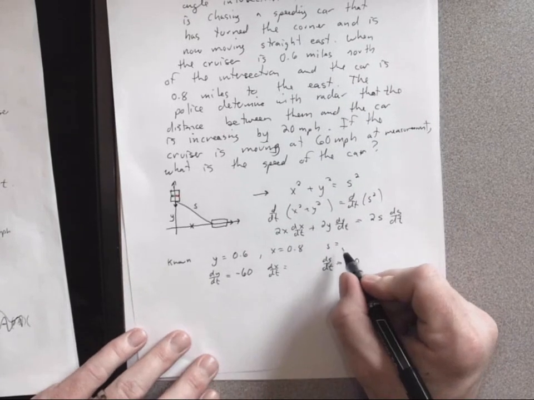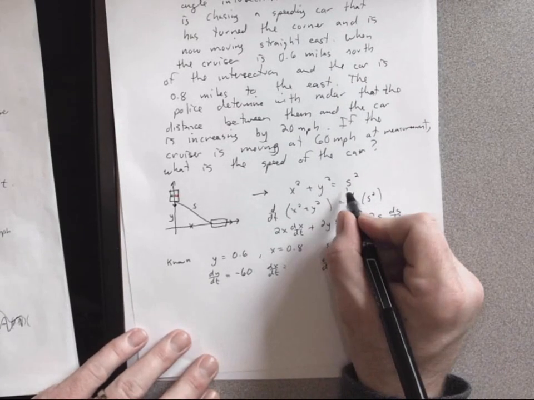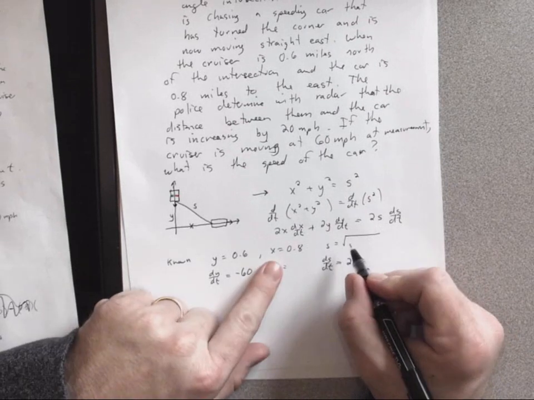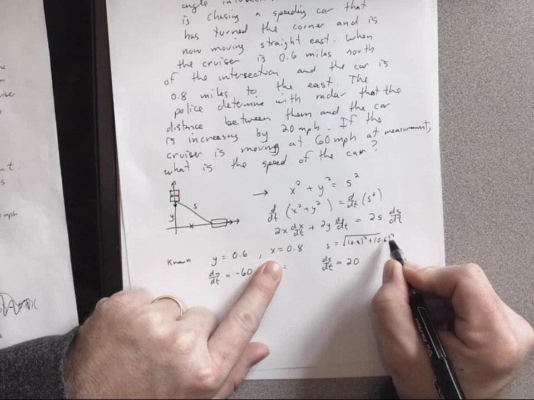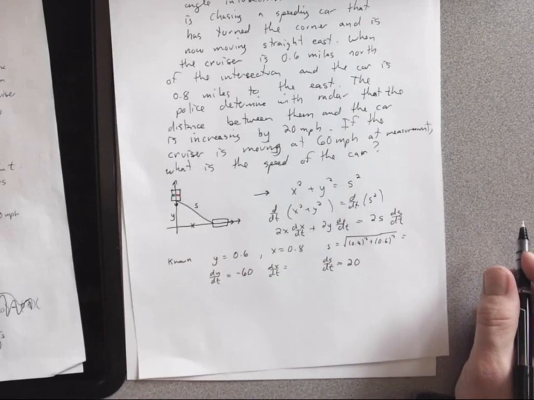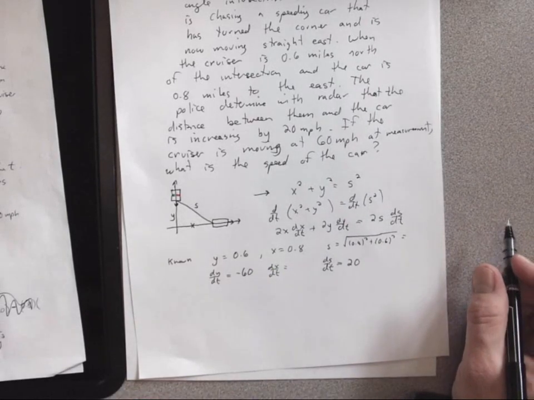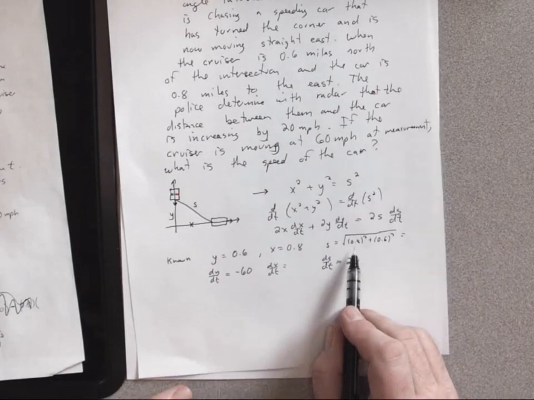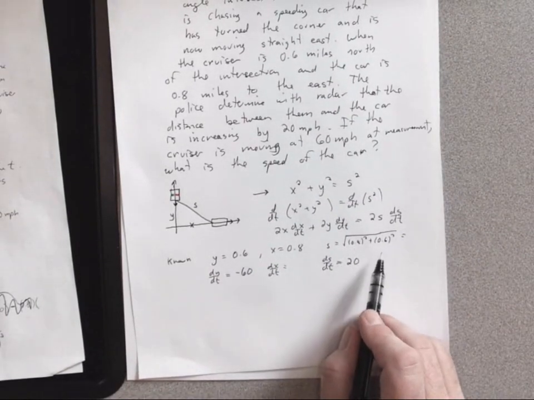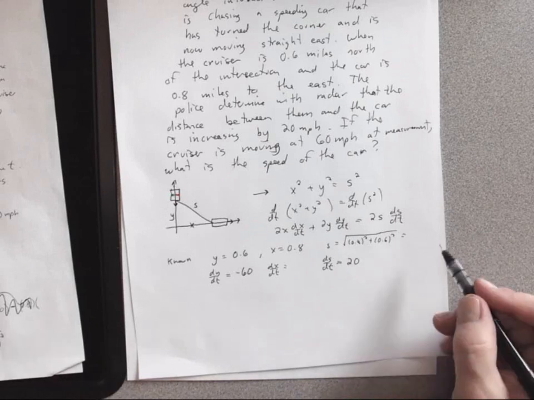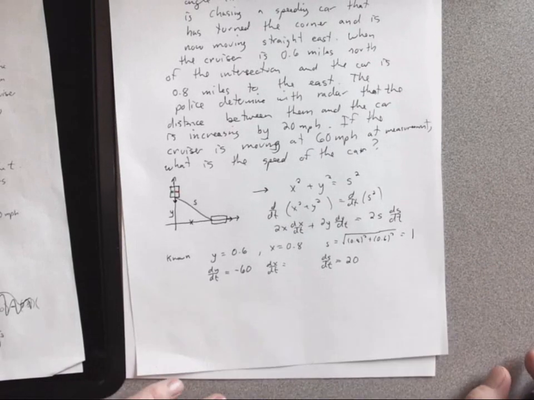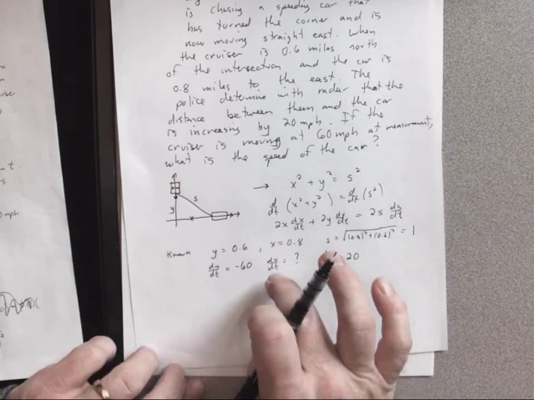So s is going to be equal to the square root, just solving for s, of x squared plus y squared. So this is going to be 0.8 squared plus 0.6 squared. I think it's just 1. This is 0.64, this is 0.36. Yeah, it should just be 1. Yep, so s is equal to 1. There we go. Now this is our question mark. This is what they're asking for.